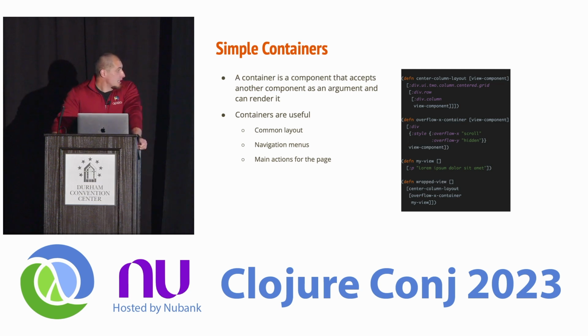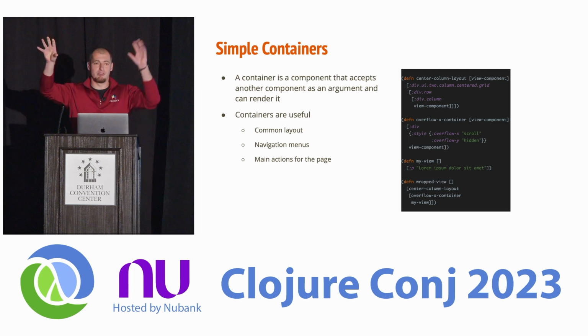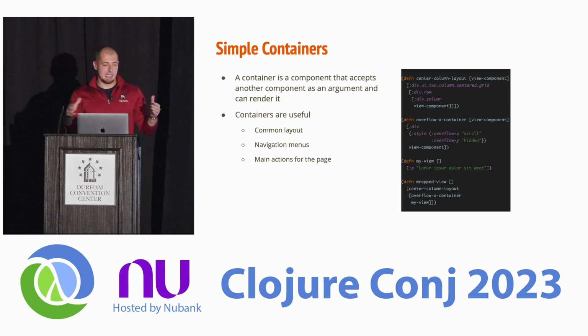In this case, containers are very usable because you can actually wrap a single view with multiple containers. For example, you have navigation menus, you have actions, you have breadcrumbs. You can consider all of this as the Russian doll pattern in which you add more and more containers and just wrap your final view.